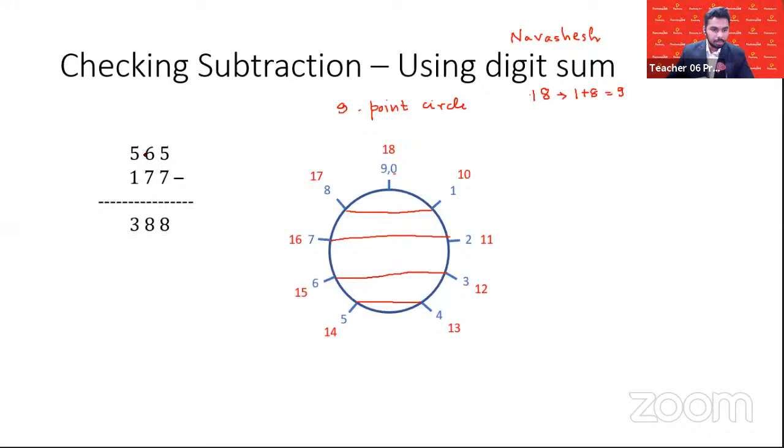So what is the digit sum? Add all the digits. 5 plus 5 is 10, plus 6, which is 16. So 16 has a digit sum of 7. 177 adds up to 15, so the digit sum is 6. Now to check the answer, you have to do the digit sum 7 minus 6. What is that? That should be 1.